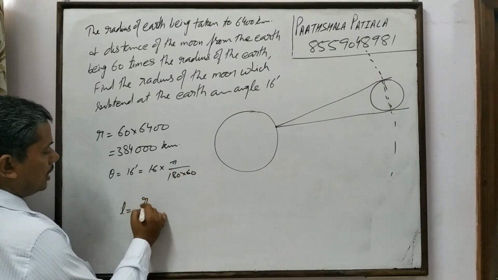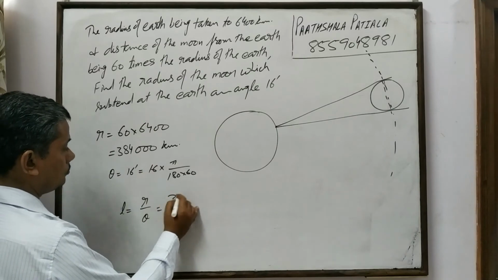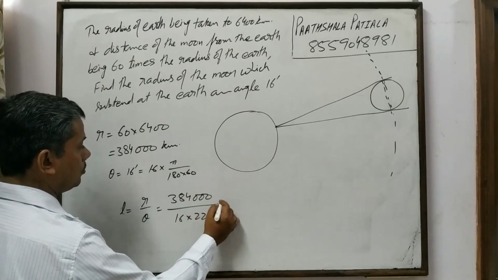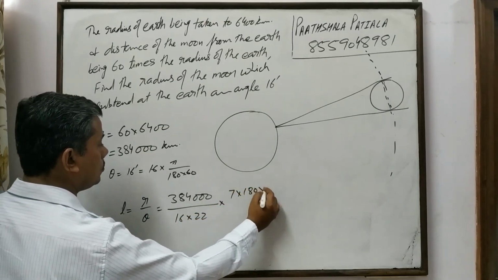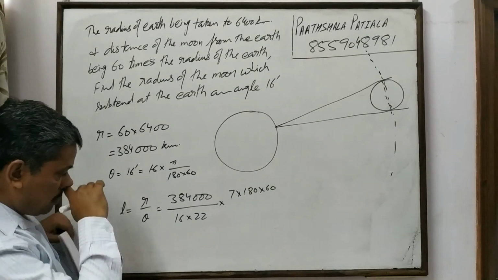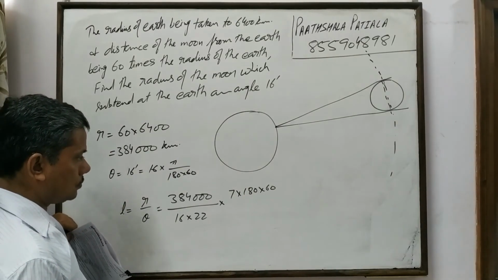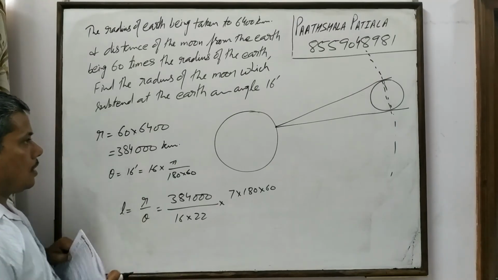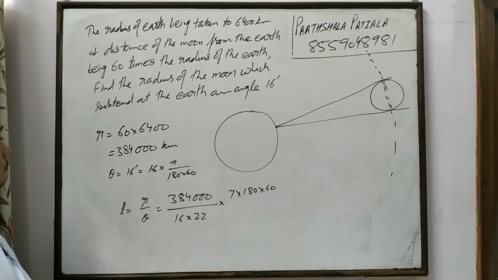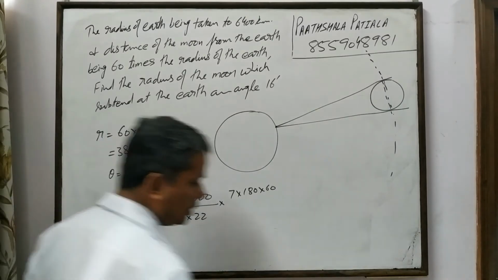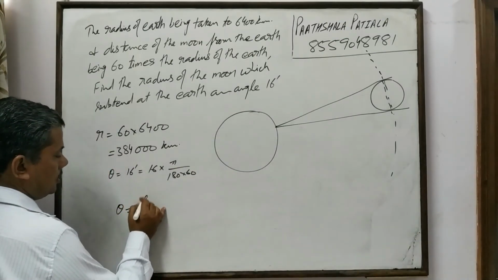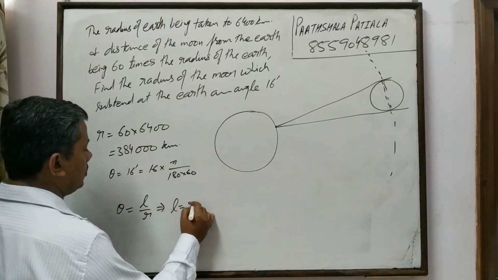So L is equal to r upon theta. This is 384,000 divided by 16 into 22 multiplied by 7 into 180 into 60. Solve this thing. Sorry, make a correction. We have used the wrong formula. Theta is equal to L upon R. The formula is theta is equal to L upon R. This implies L is equal to R theta.